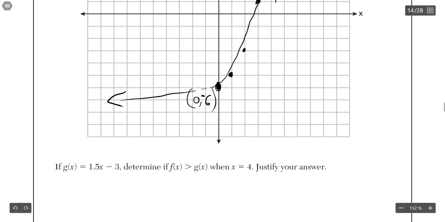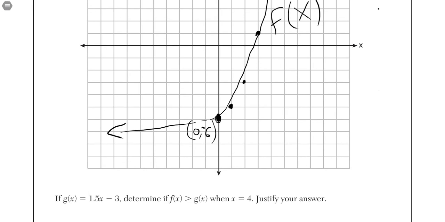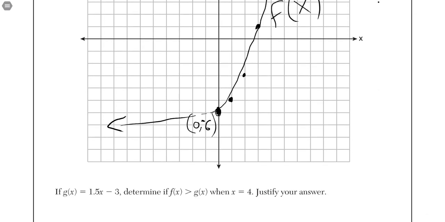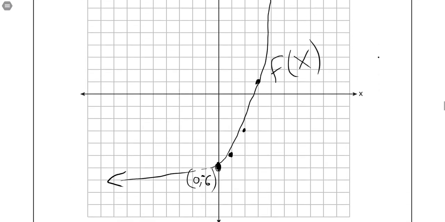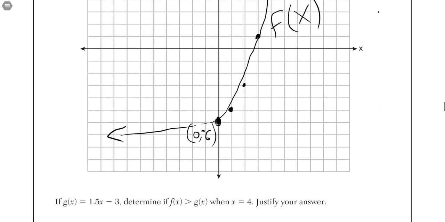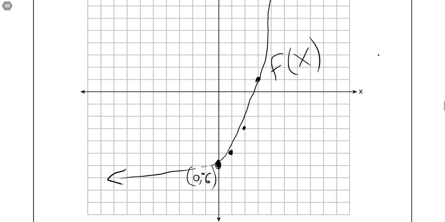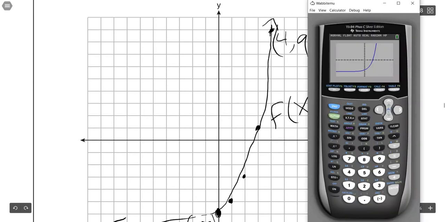Next part: if g of x, that's a different function, is 1.5x minus 3, determine if f of x is greater than g of x when x equals 4. This, again, is similar to question number 2 we had at the beginning. They want to know when x is 4, meaning plugging in 4 for x. Let's start with the first function f of x, which we just drew. When x is 4, what is f of 4? We said that was this point right here, 4, 9. Let's just double check with our table.